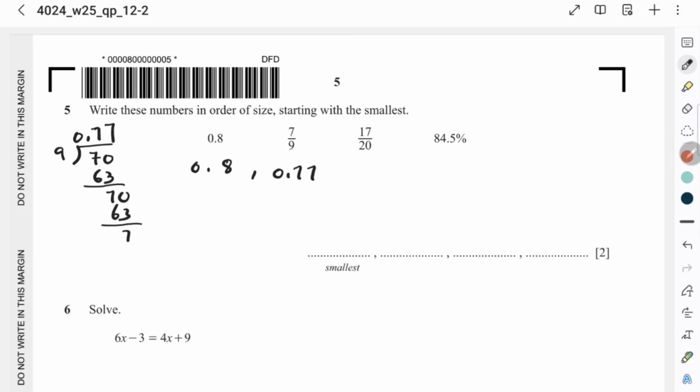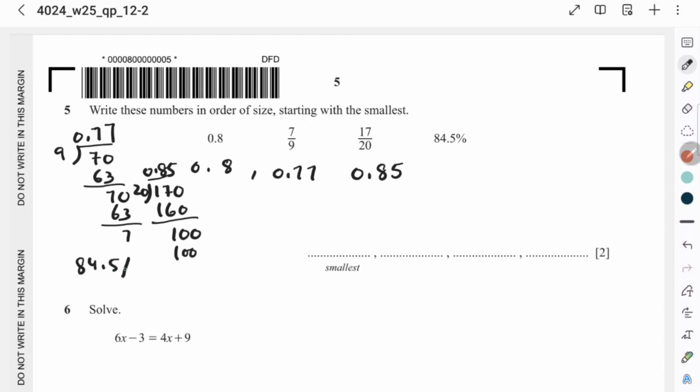Okay, now the next number is 17 over 20. If I try 17 upon 20, what do I get? 20 times 8 is 160, 10 remaining, you can put a 0, and then it will become 0.85, 100. 20 times 5 is 100. So that will become 0.85.